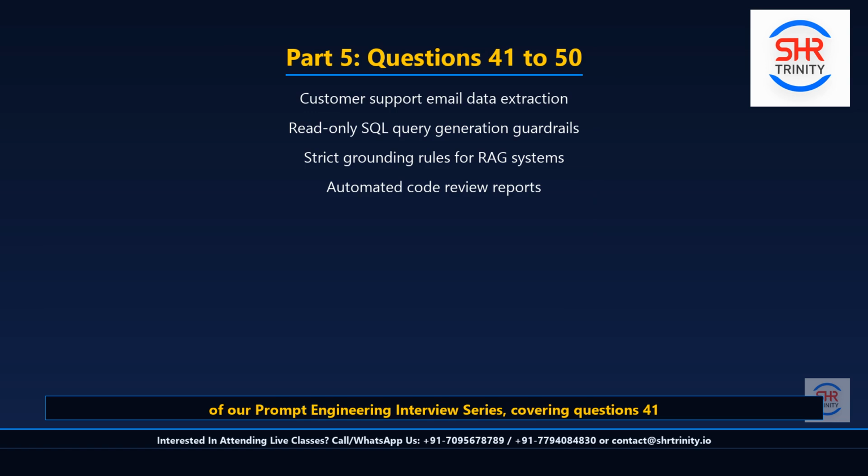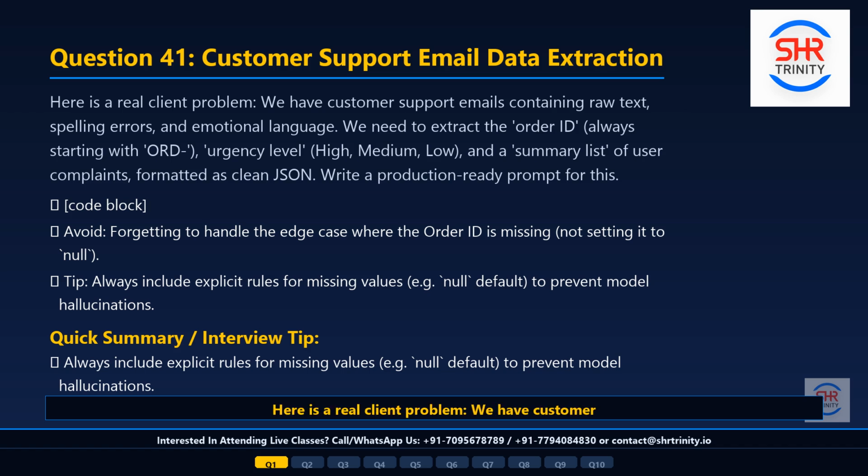We will now begin with the next 10 questions of our prompt engineering interview series, covering questions 41 to 50. Question 41. Here is a real client problem. We have customer support emails containing raw text, spelling errors, and emotional language. We need to extract the order ID, always starting with ORD-, urgency level, high, medium, low, and a summary list of user complaints formatted as clean JSON. Write a production-ready prompt for this.